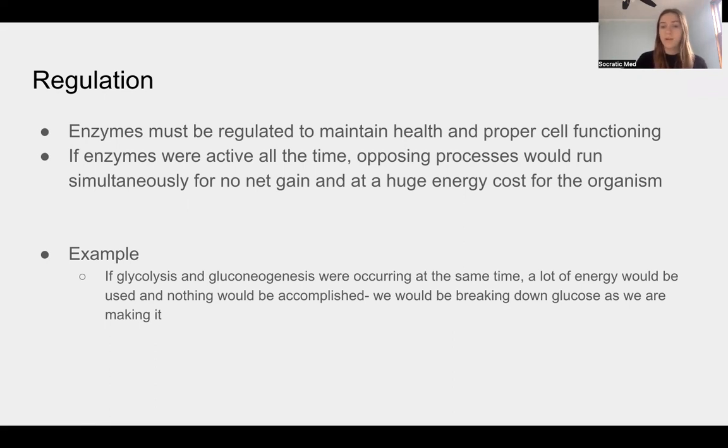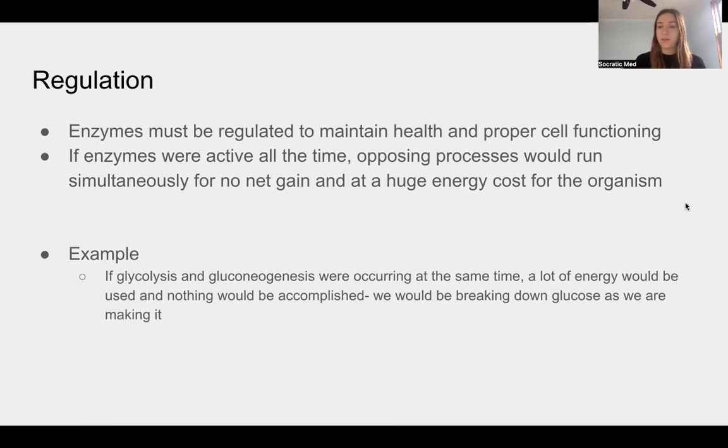So the example I have on here is just thinking if glycolysis and gluconeogenesis were occurring at the same time, you would be using a lot of energy and nothing would be accomplished because we would be making glucose, breaking it down, making glucose while we're breaking it down. So you would get no net glucose breakdown or no net glucose production. So yeah, that's pretty much why these enzymes need to be so tightly regulated.